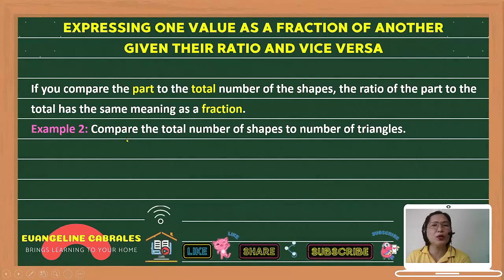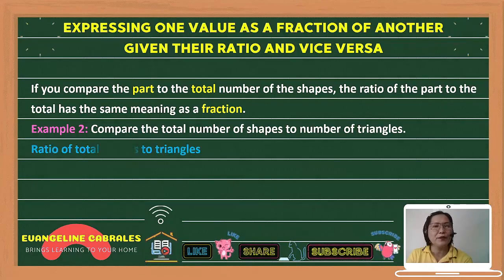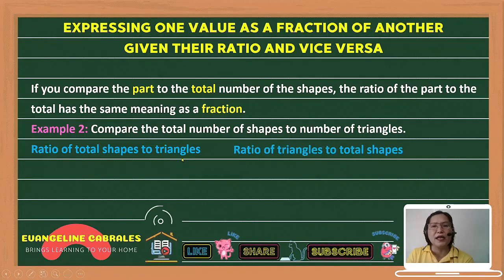So, here's the example. Compare the total number of shapes to number of triangles. Ang shapes na binabanggit dito ay yung shapes na nakita nyo sa sample kanina. Okay? So, ang una nating gagawin is ratio of total shapes to triangles. And then, ratio of triangles to total shapes. So, this is the vice versa of this. Ito, inuna muna yung total shapes, then triangles. Dito, inuna naman yung triangles and then total shapes.